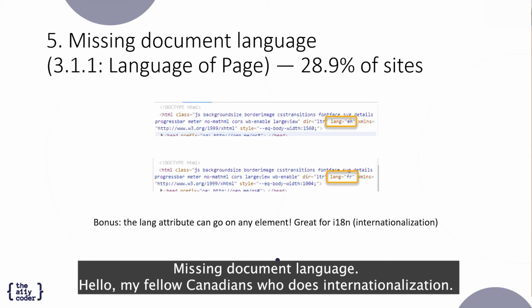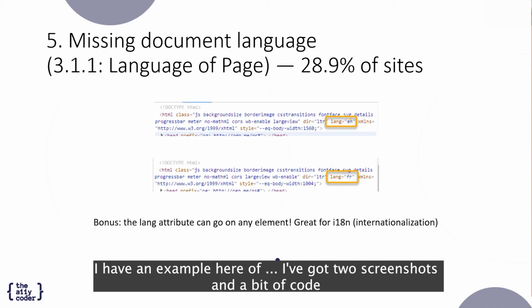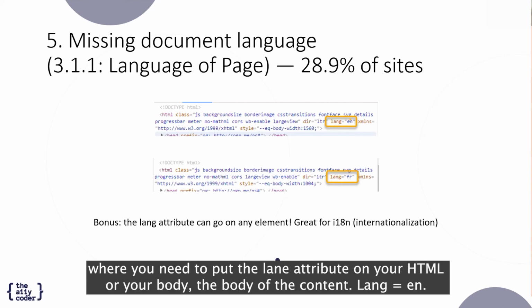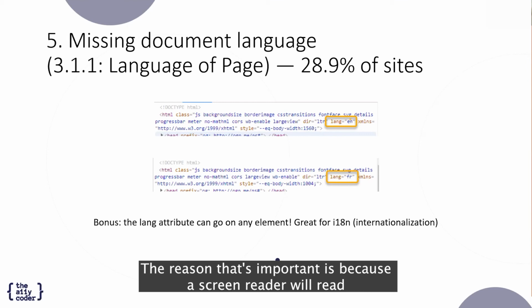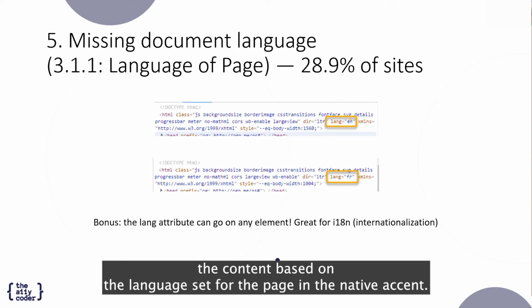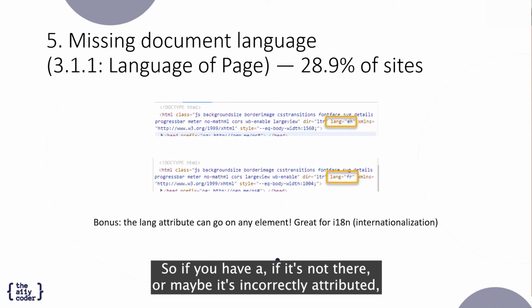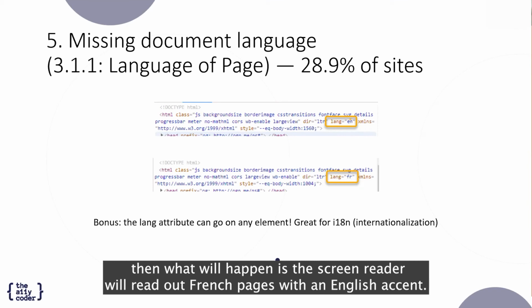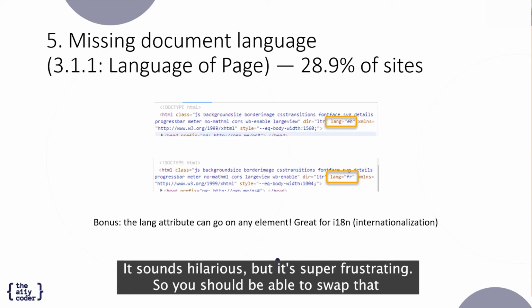Missing document language. Hello, my fellow Canadians who do internationalization. I have an example here of two screenshots of a bit of code where you need to put the lang attribute on your HTML or the body of the content. Lang equals en. The reason that's important is because a screen reader will read the content based on the language set for the page, in the native accent. So if it's not there, or maybe it's incorrectly attributed, then the screen reader will read out French pages with an English accent. It sounds hilarious, but it's super frustrating.